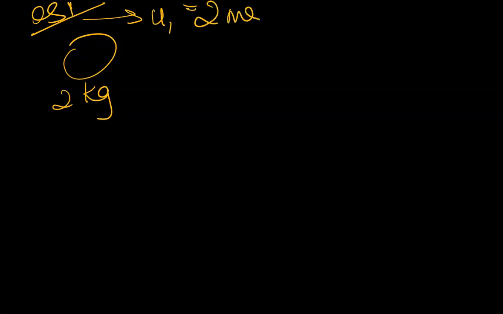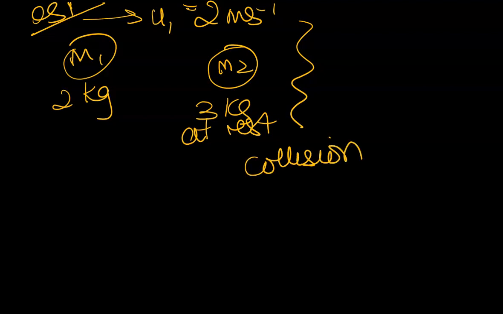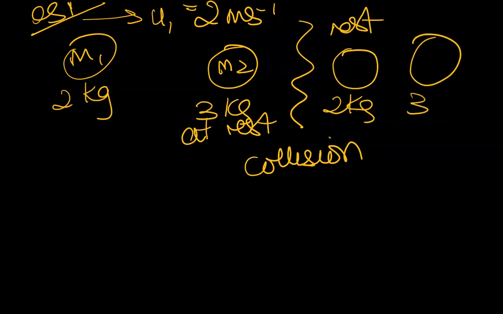So let's say I have a ball, and the mass of this ball is 2 kilograms. It is moving with an initial velocity u1 of, let's say, 2 meters per second. It then collides with a bigger body, let's say a 3 kilogram mass, and this mass is at rest. Now, after the collision occurs, you would find now that the 2 kilogram mass remains at rest and the 3 kilogram mass moves off with some velocity v.